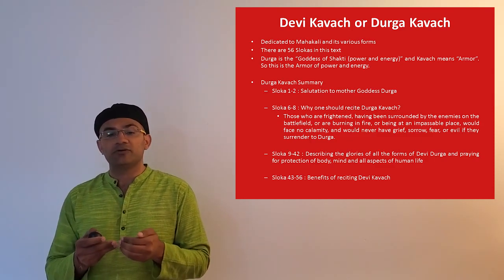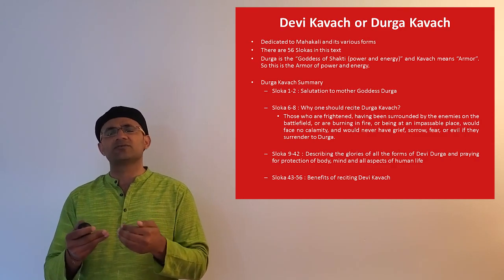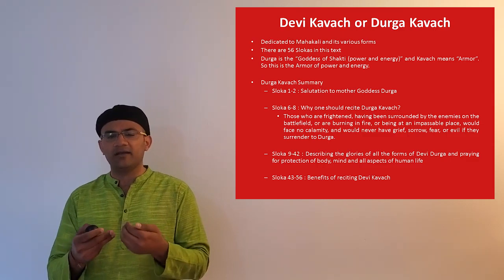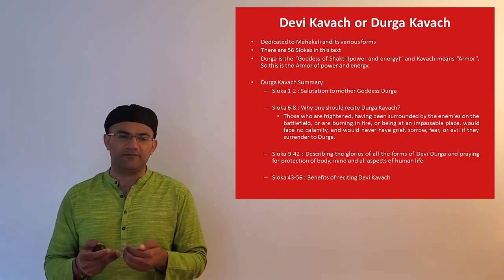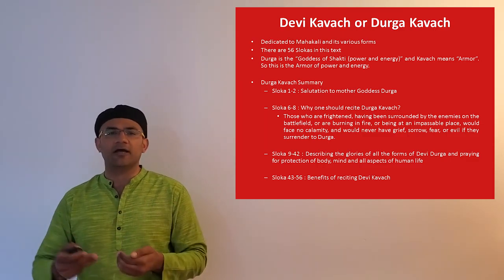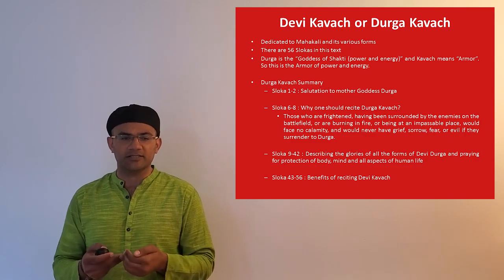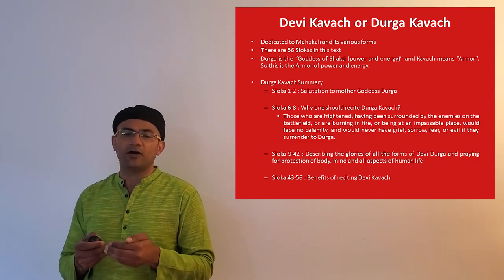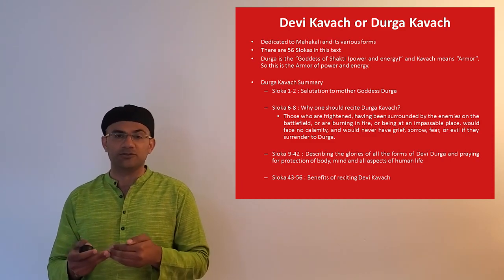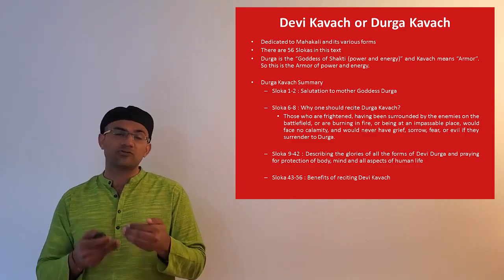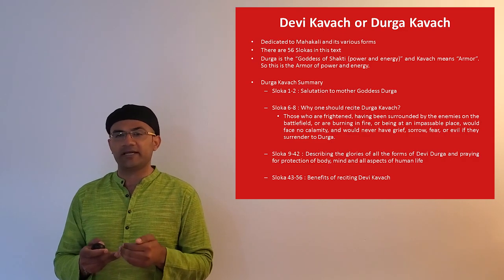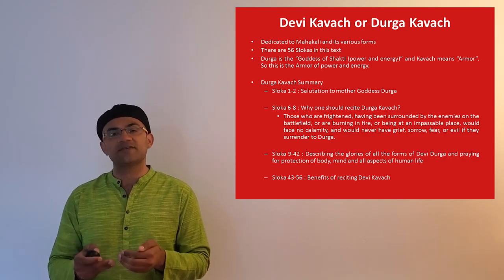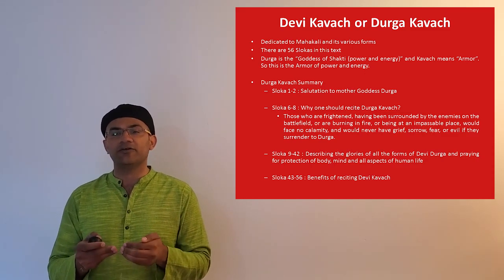Sloka 9 to 42 describe the glories of the forms of Devi Durga and pray for the protection of the body, mind, all aspects of human life. So in that you're just praying to the Mother Goddess. And Sloka 43 to 56 is the benefit of reciting Devi Kavach, which we already explained to you. So this Durga Kavach is an extremely powerful text. People recite this regularly, and specifically on Navaratri on the first day.